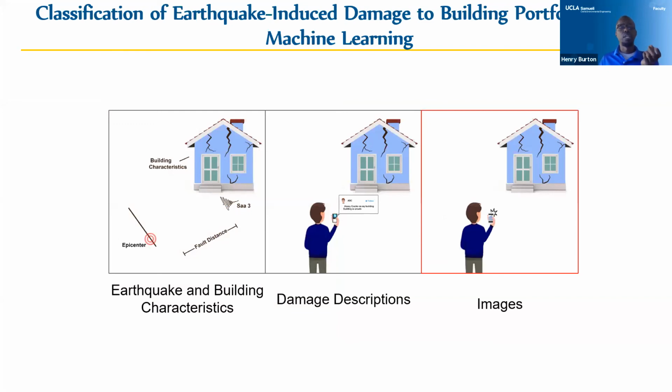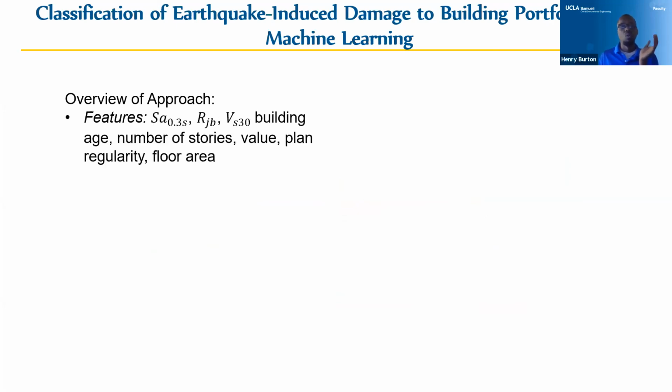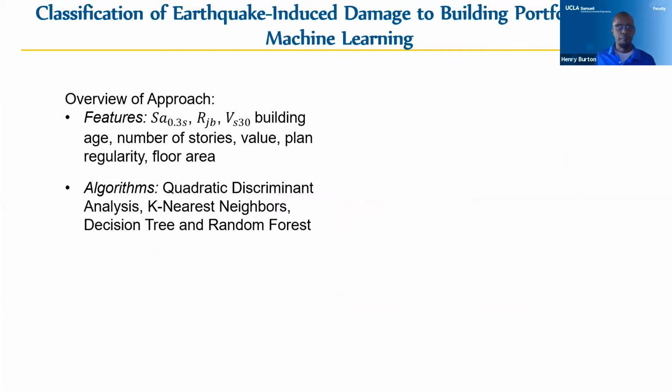So we looked at a few different ways of doing that. One way is just using characteristics of the earthquake and the building, right? So that's one type of model we developed. What do I mean by that? Well, I mean things like the spectral intensity, the Joyner-Boore distance, the Vs30 related to the soil properties, and also features related to the building: the age, the number of stories, the value, whether it had planning irregularities, and the floor area.